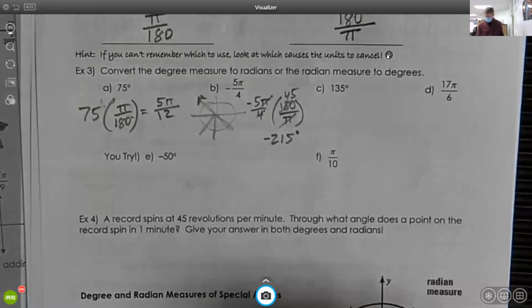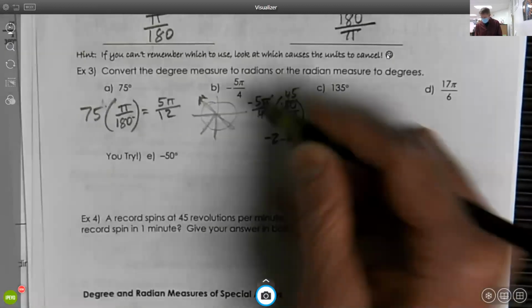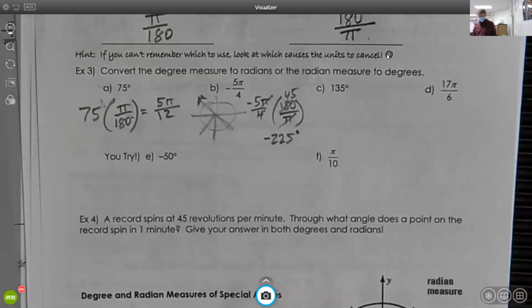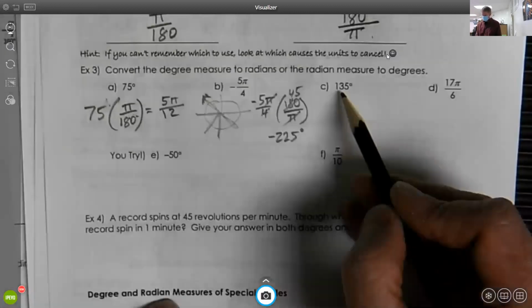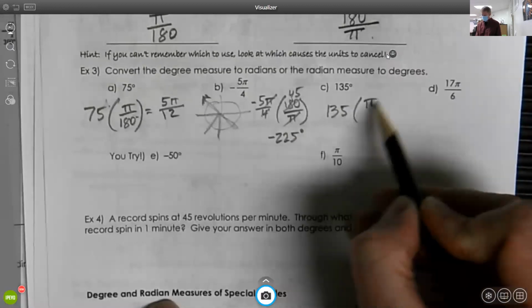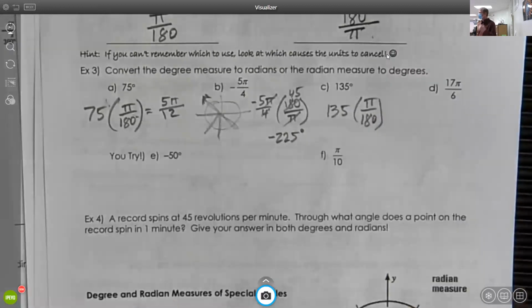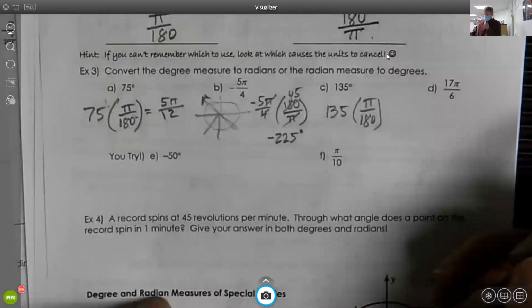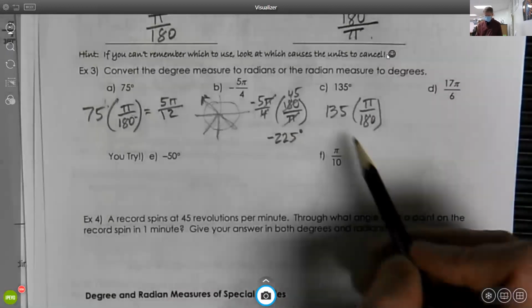Or 25, 225, sorry about that. Okay, 135. Well, 135, and we're going to use our pi on top because we want it to turn into radians. So you want the pi left over. Okay, then you start to reduce this.